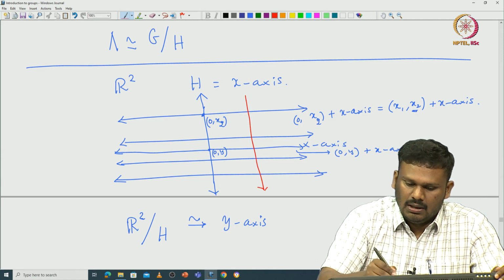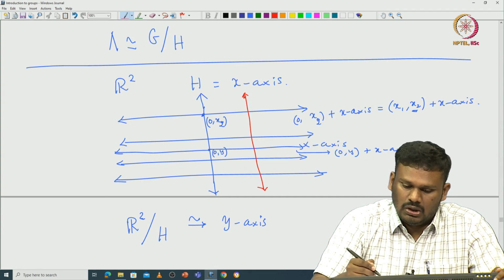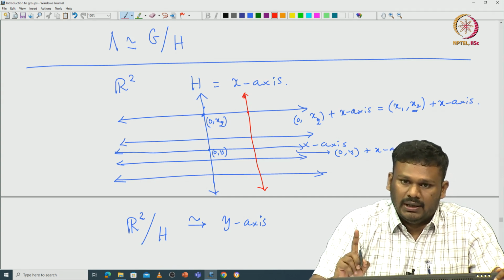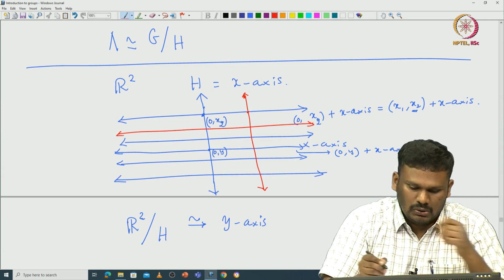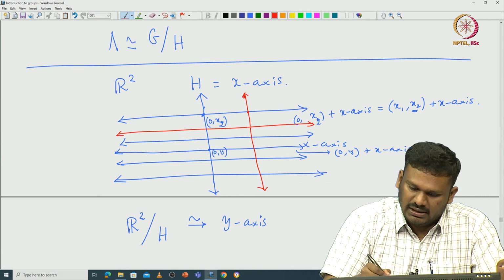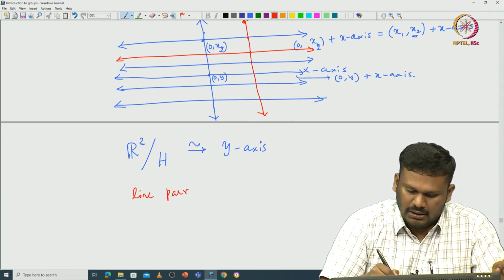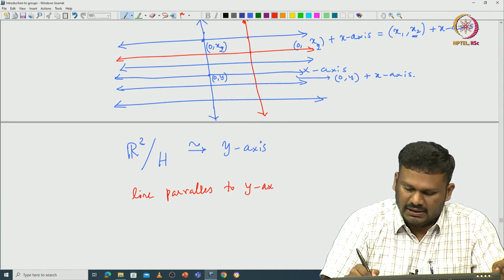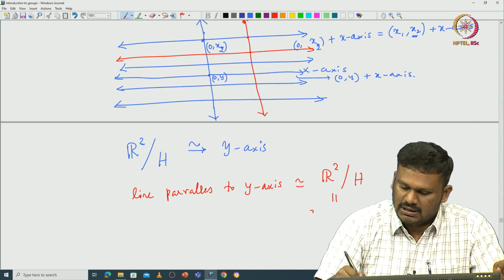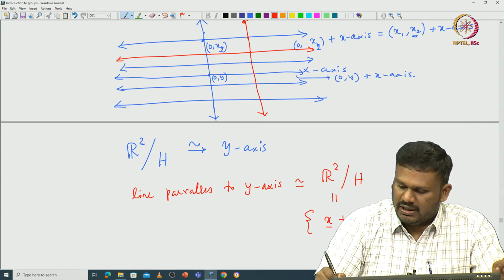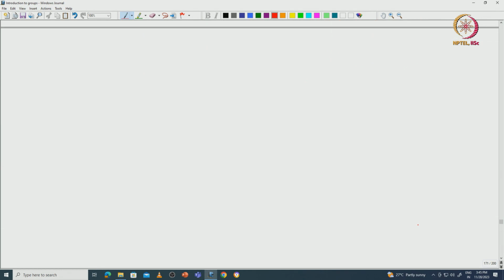I can take any line parallel to the x axis, and you can see that a line parallel to the y axis will intersect each of these cosets corresponding to the x axis at exactly one point. So any line parallel to the y axis is a natural indexing set for R2 modulo H. But R2 modulo H is nothing but all x plus H, where x comes from R2. We can also do similarly for other examples that we have already seen.